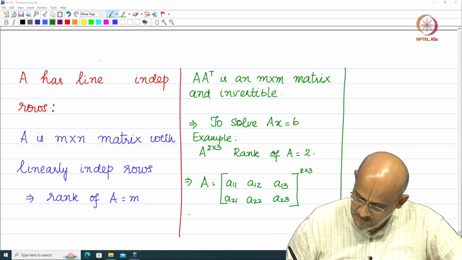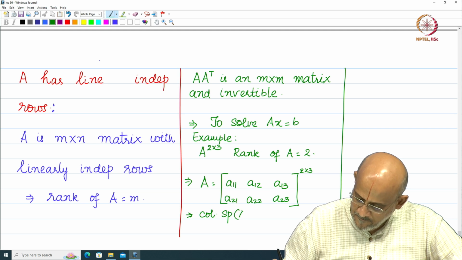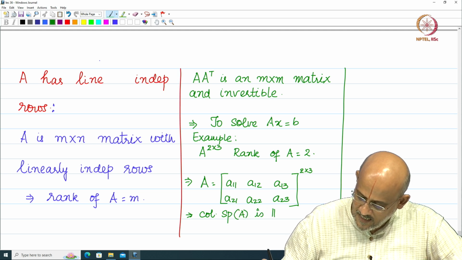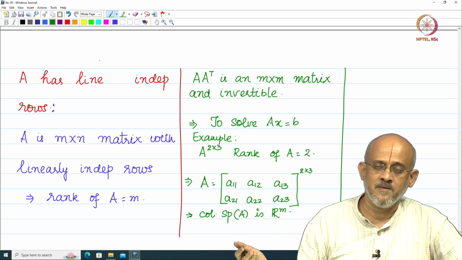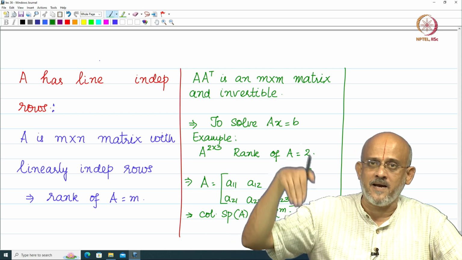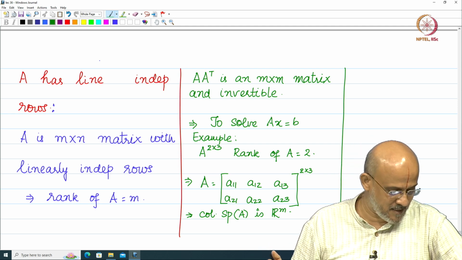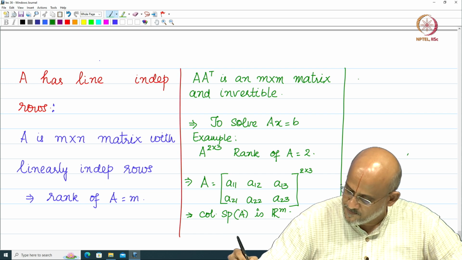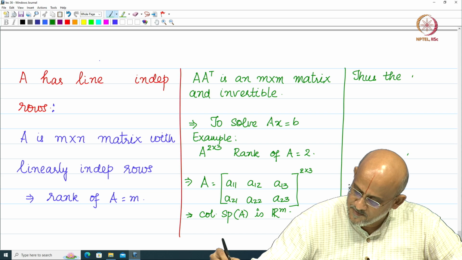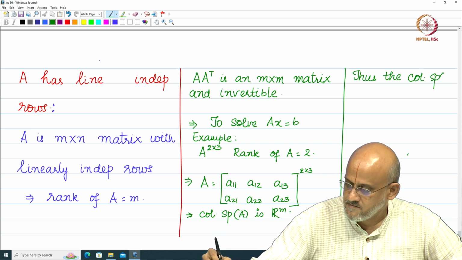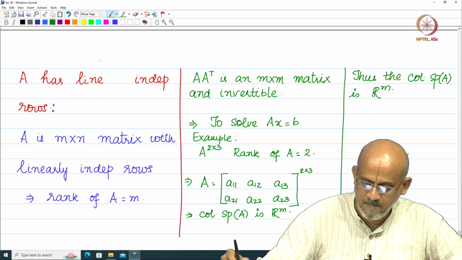So, the column space of A is Rm, right. You have a vector which is there in Rm and you want to project that vector back into Rm. So, what is it that you want to look at? So, the projection is going to be again an identity matrix. So, we are going to say this. Thus the column space of A is Rm, and what are we going to say?